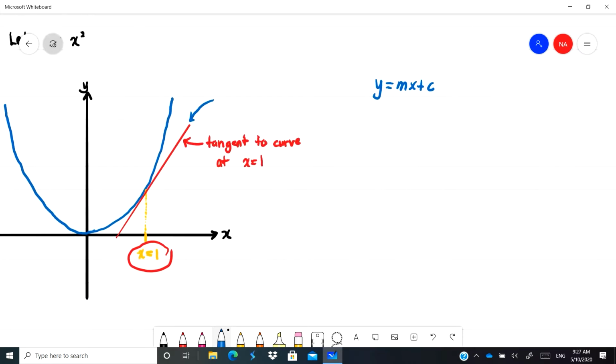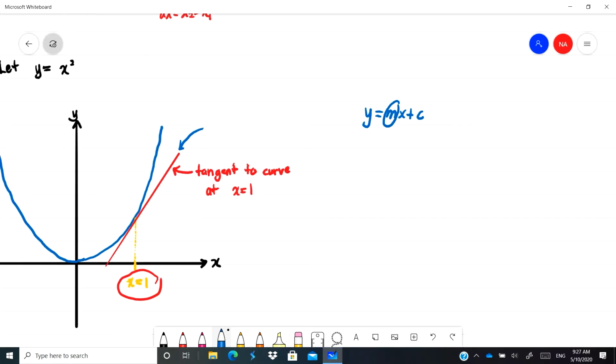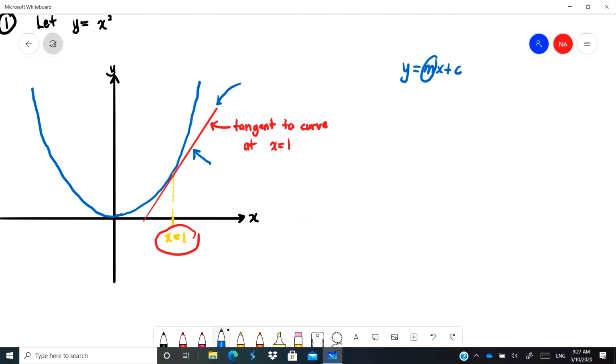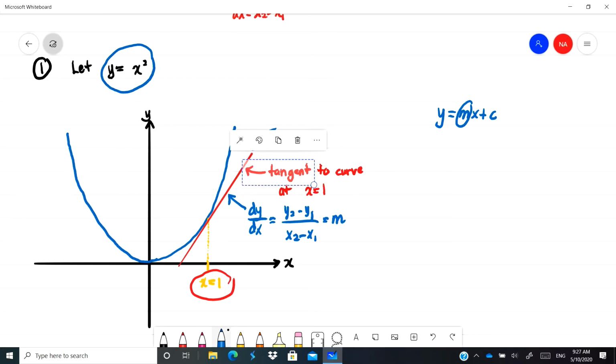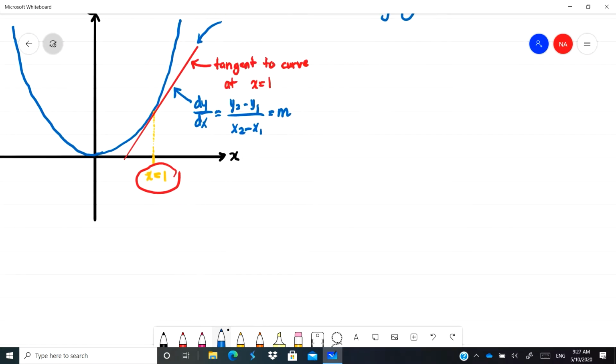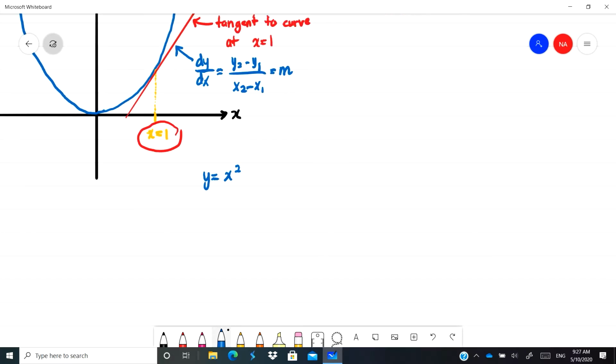Now, we know that the m here is actually the gradient of this line. How to find the gradient of this line? We do dy over dx, which is given by y2 minus y1 over x2 minus x1. So this is the m, the gradient. To do that, we'll have to differentiate. To find the value of m, we are given y equal to x squared, so m is dy over dx. We differentiate this and get 2x.